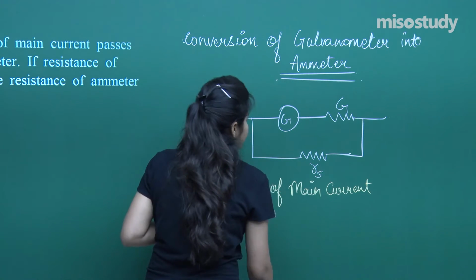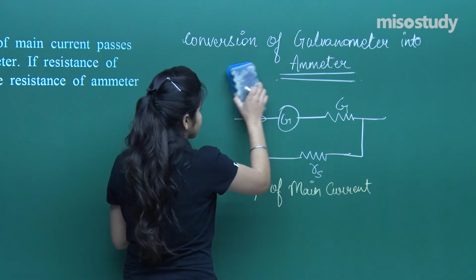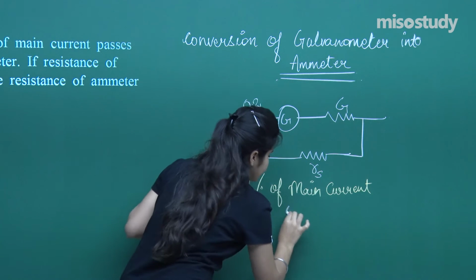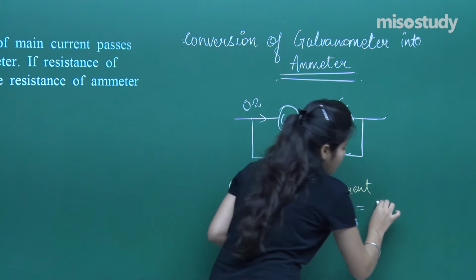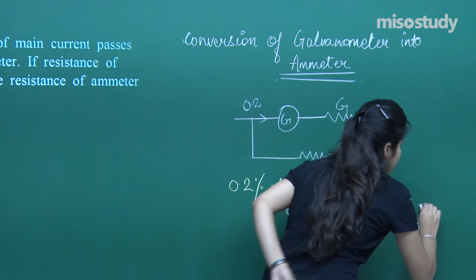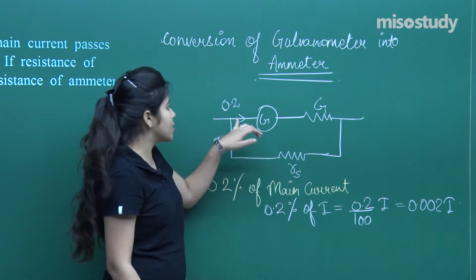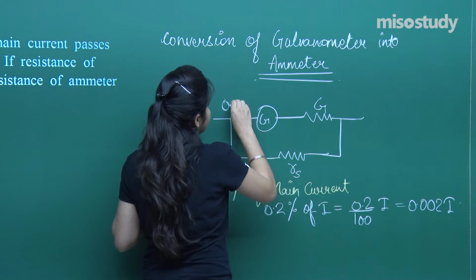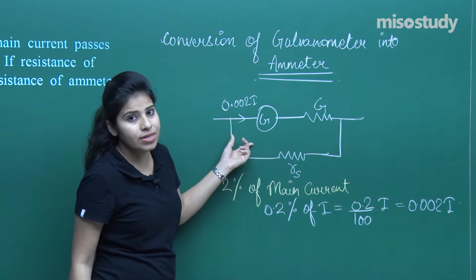Let me show you. If here it is going as 0.2% of I, you can write it as 0.2 upon 100 into I, or 0.002 I. This will be the current in this arm. So let me convert and write 0.2% as 0.002 I. This is the current that is flowing in this arm.